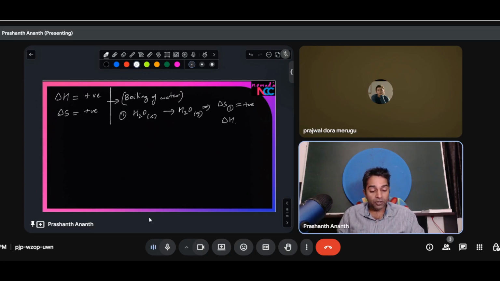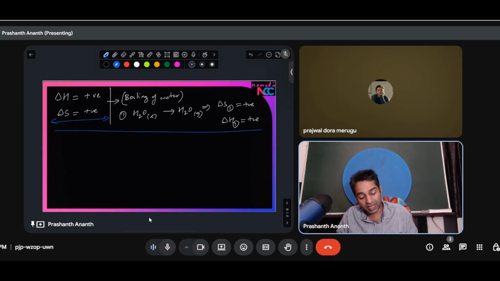Simultaneously, delta H for this first reaction is also positive. Why? Because liquid molecules are going to be having lesser energy compared to gas molecules. Gas molecules are going to be having much greater energy and they are less stable in the process over there. So delta H for this is going to be positive. Delta S is positive. Now let us look at the mathematical condition and try to understand this over here.